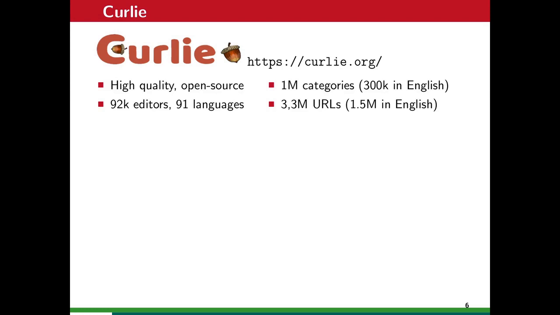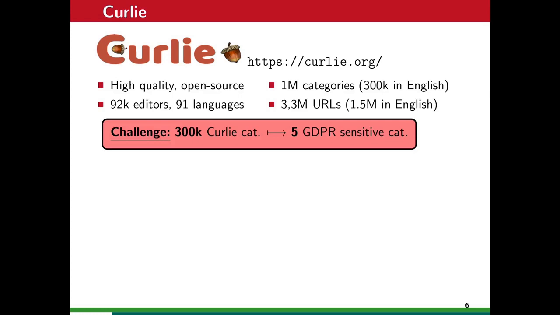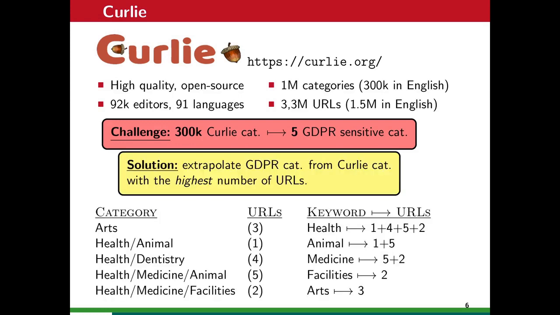A big challenge that we had to face when we decided to use the Curlie dataset was to understand how we can map the 300,000 Curlie categories to the 5 GDPR categories that we want to be able to detect with our classifier. This process requires some manual validation. For this reason, we decided to focus only on the Curlie categories that contain a high number of URLs.